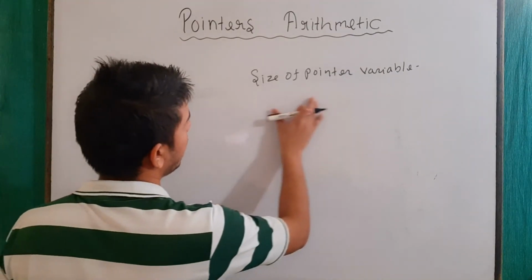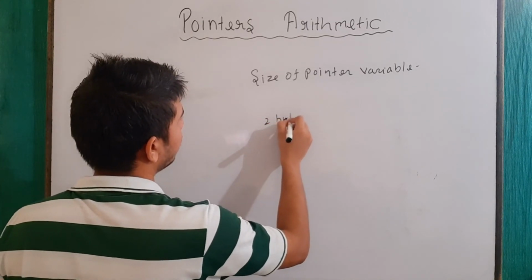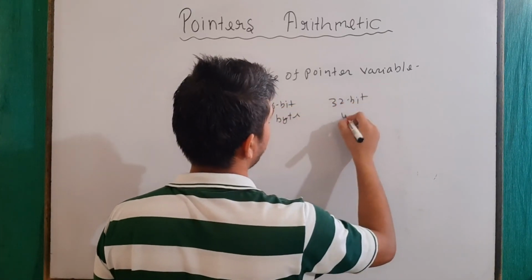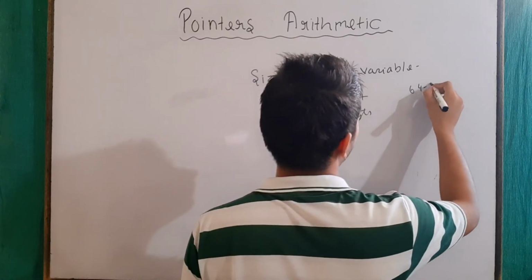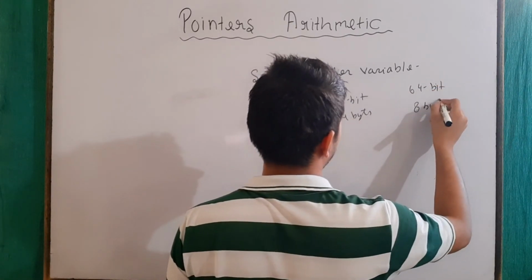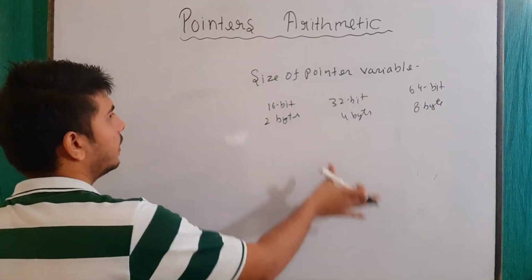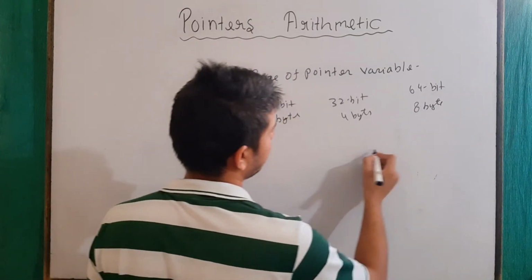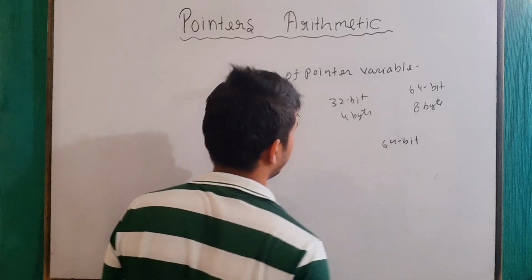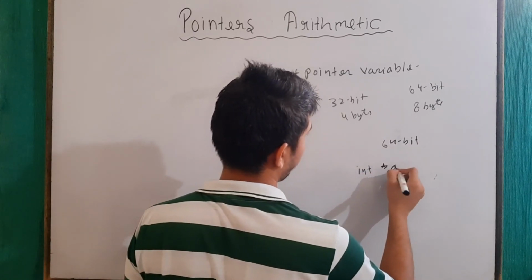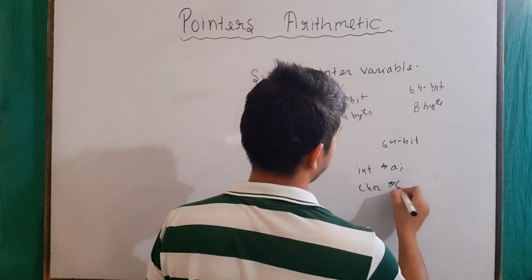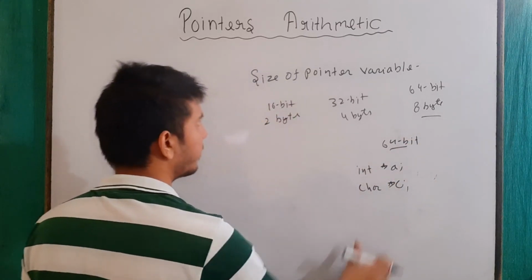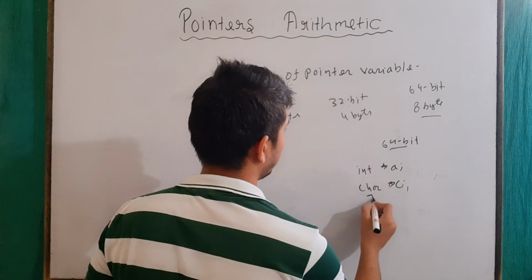Another thing is that the size of a pointer variable is 2 bytes for 16-bit machines, 4 bytes for 32-bit machines, and 8 bytes for 64-bit machines. When you are solving any question, it will generally be given to you. Another thing is that it is independent of the data type. For example, considering a 64-bit machine, if I write int *A and char *C, both of these pointer variables will be of 8 bytes. So the size of a pointer variable is independent of the data type.